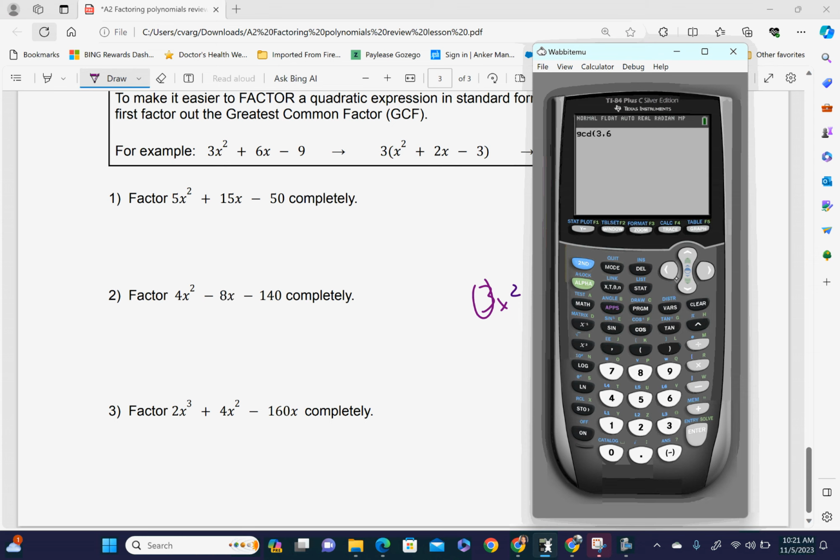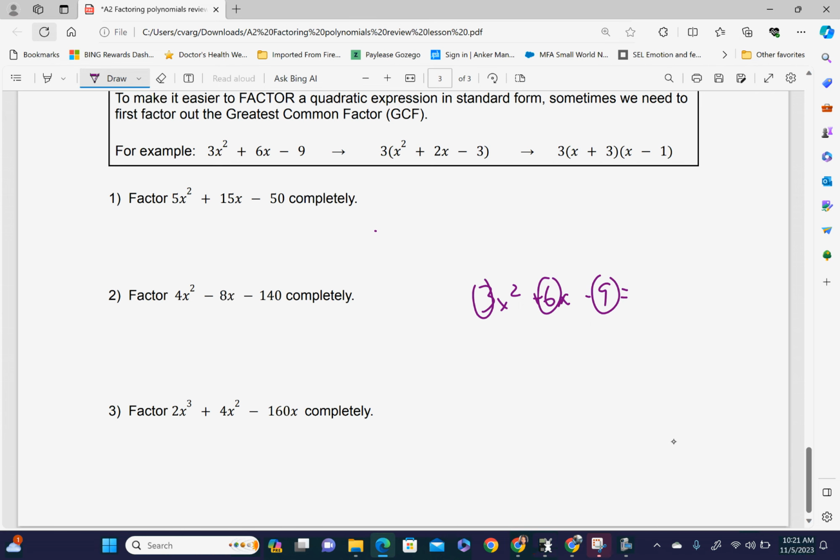So let's just do the greatest common denominator between 3 and 6 is 3. And then you can test it between 3 and 9, right? So greatest common denominator between 3 and 9 is also 3, which completely makes sense. So what we just learned right now is 3 goes into all of these. Is there an x that's common? No, there's not. So we're just going to factor out a 3.